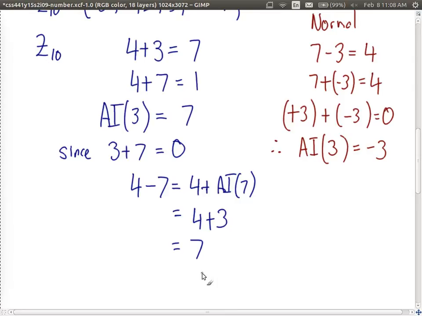So in modular arithmetic, addition is natural to us. That's easy, I think, for most people. Subtraction is a little bit different from how we think. We need to find the additive inverse. But it's in fact the same principle as our normal arithmetic.